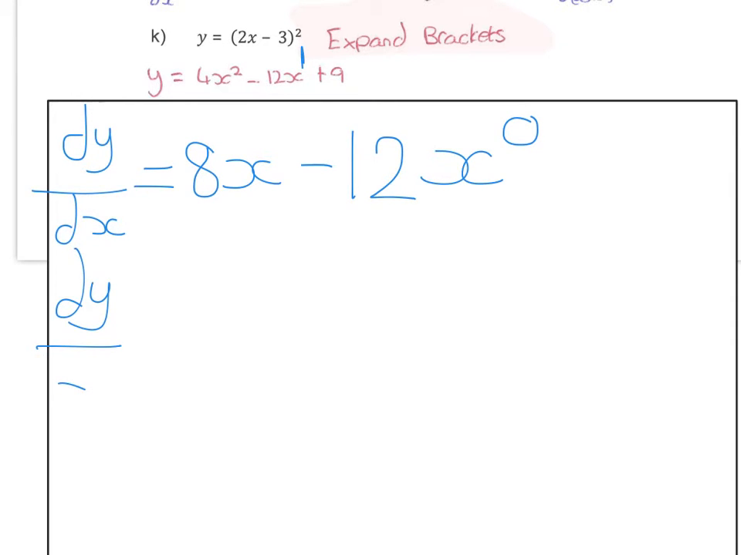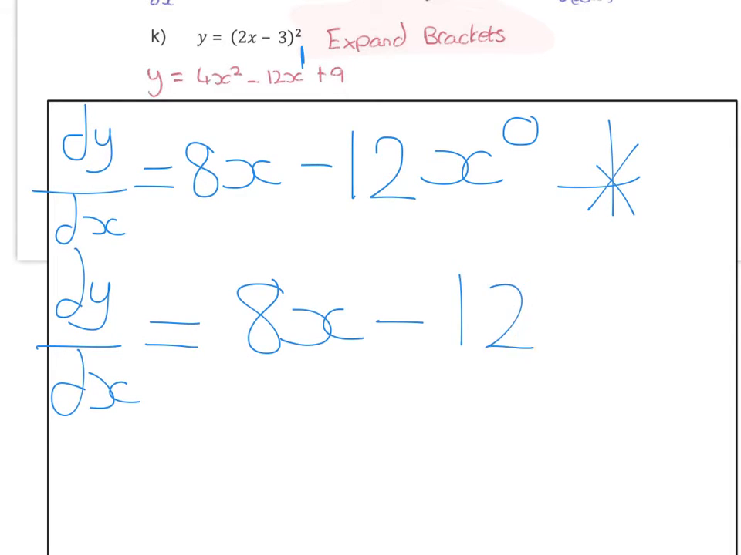So tidying that up, you can leave out this wee middle line here and go straight to the answer. You've 8x minus 12. Remember, anything to a power of 0 equals 1. So you just have 12 times 1, which is 12.